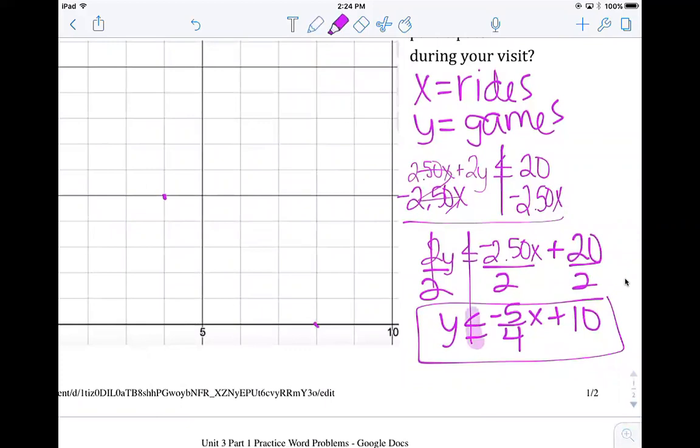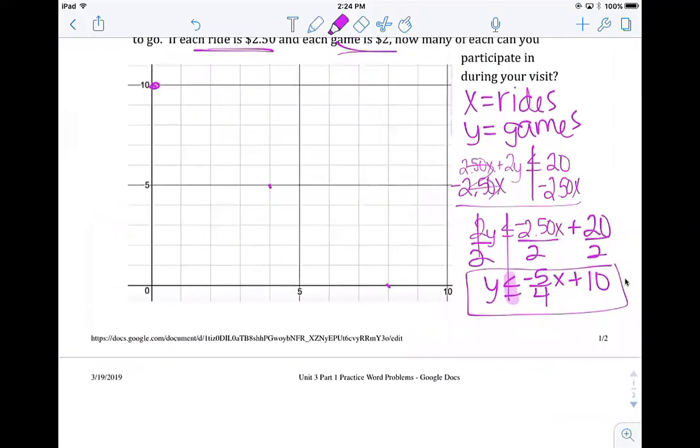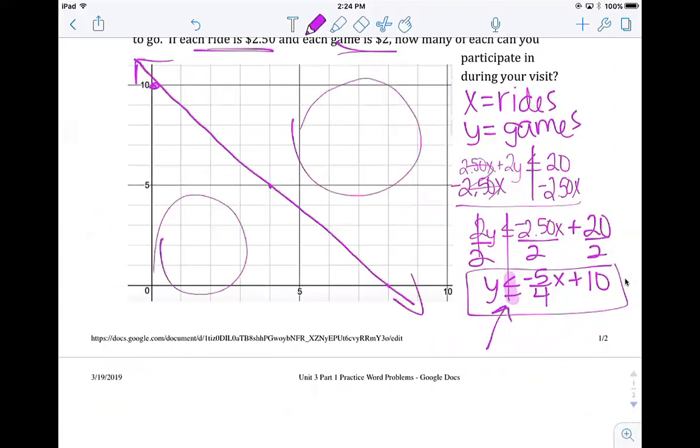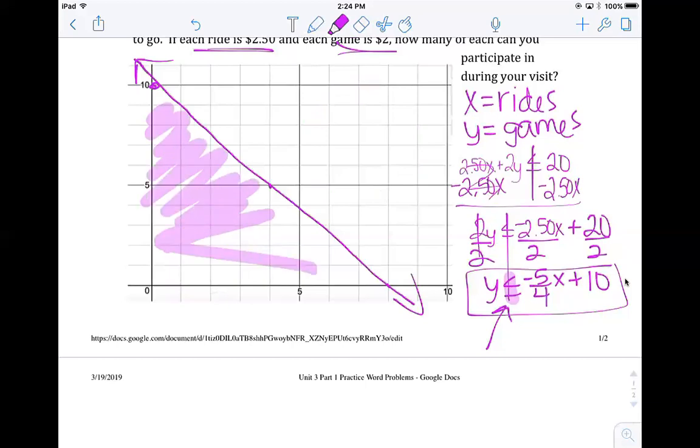Looking at our inequality symbol, we can see that it is going to be a solid line, again, because it has that solid line underneath the inequality symbol. So we're going to draw that line. And then we want to shade. So again, looking at that symbol, we have the top part of the graph, we have the bottom part. We want to shade the part that says y is less than. So that's going to be the part that is below. So any combination of ordered pairs in this shaded area would be a possible number of rides and games that you could do within a $20 budget.